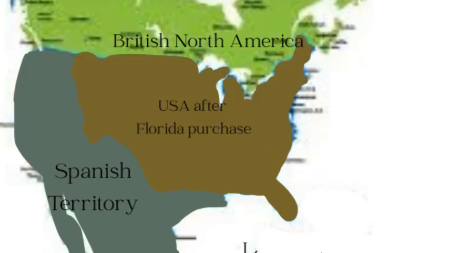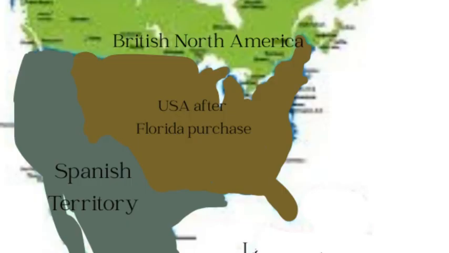Mexican Cession. After the war with Mexico, the US won and signed the Treaty of Guadalupe Hidalgo in 1848. Mexico gave a huge area of land to the US, including California, Arizona, Nevada, and many more. In return, the US paid 15 million.